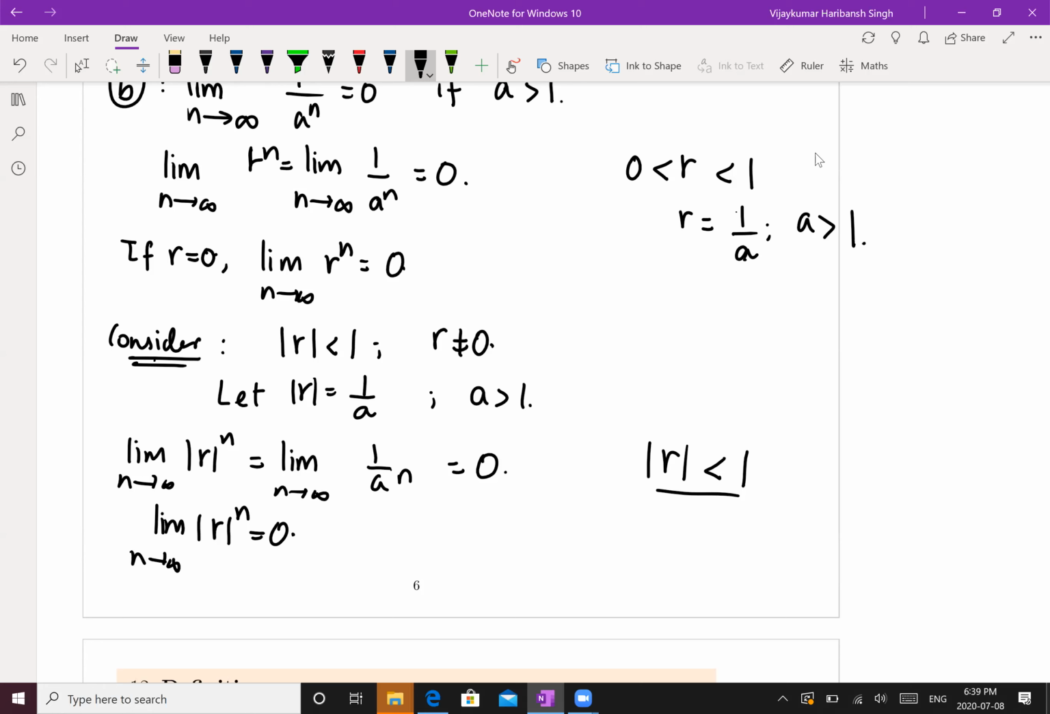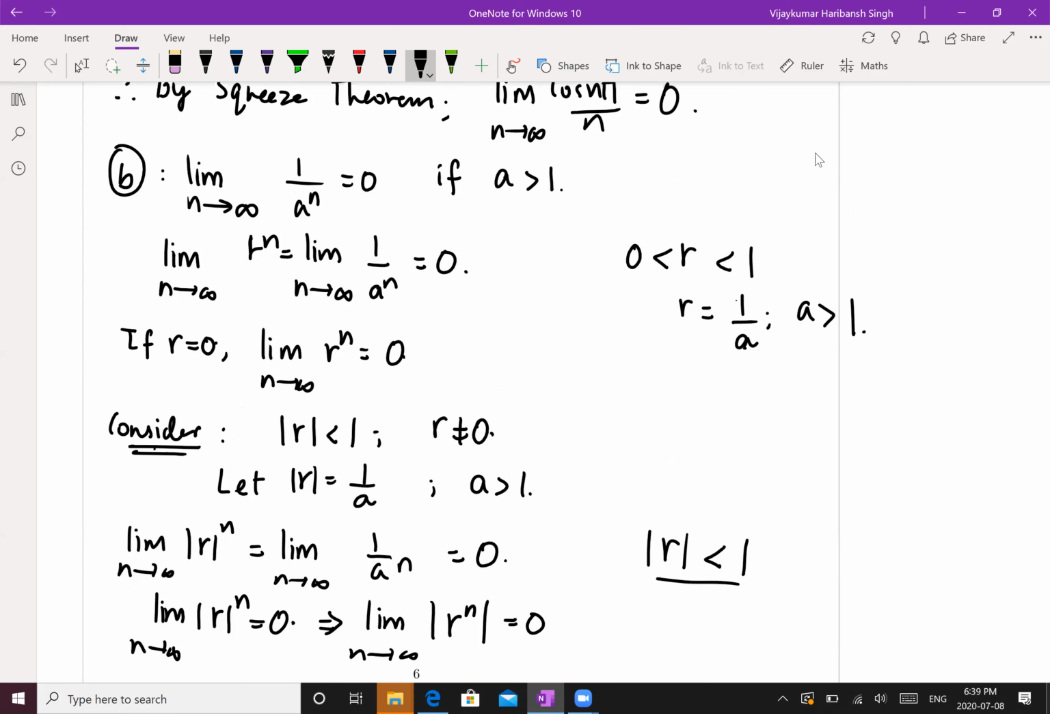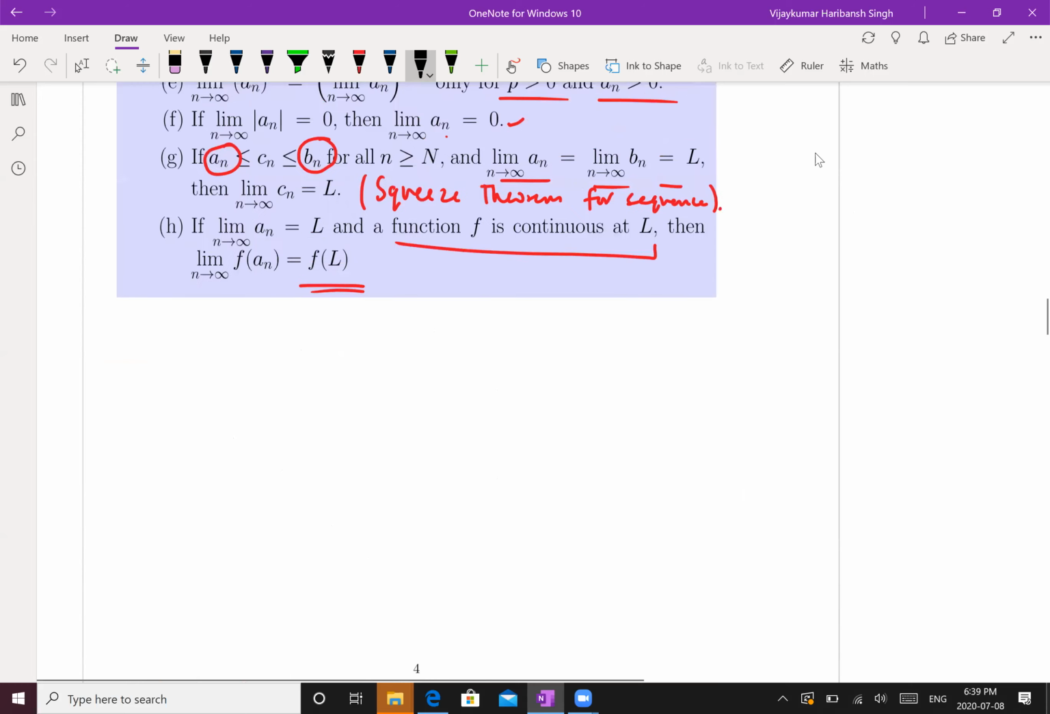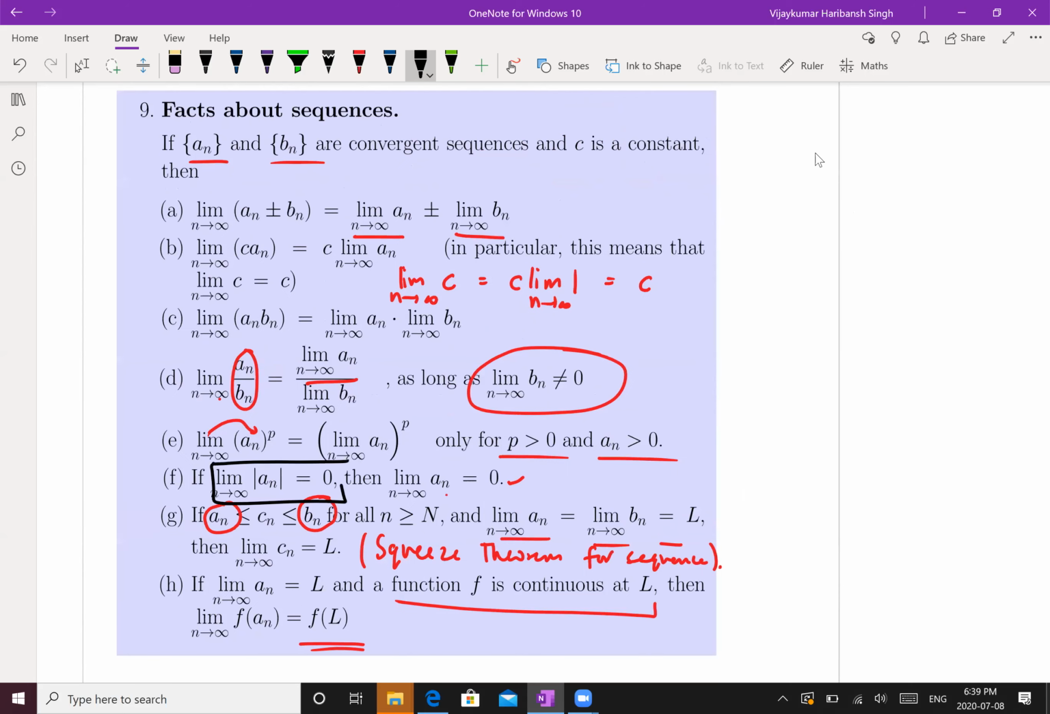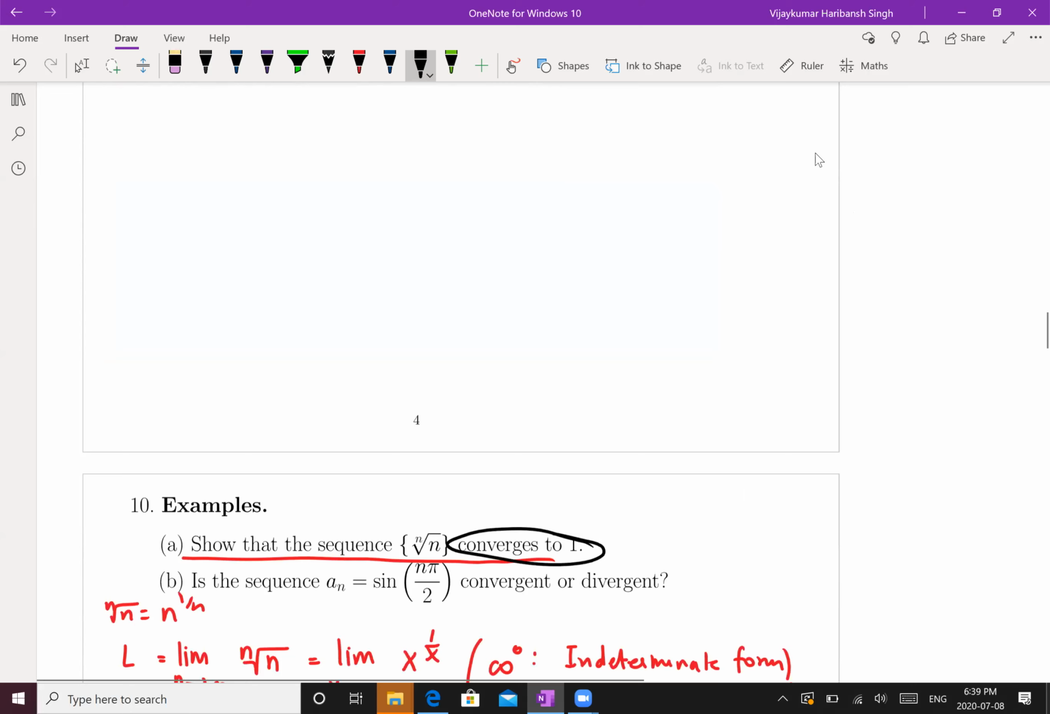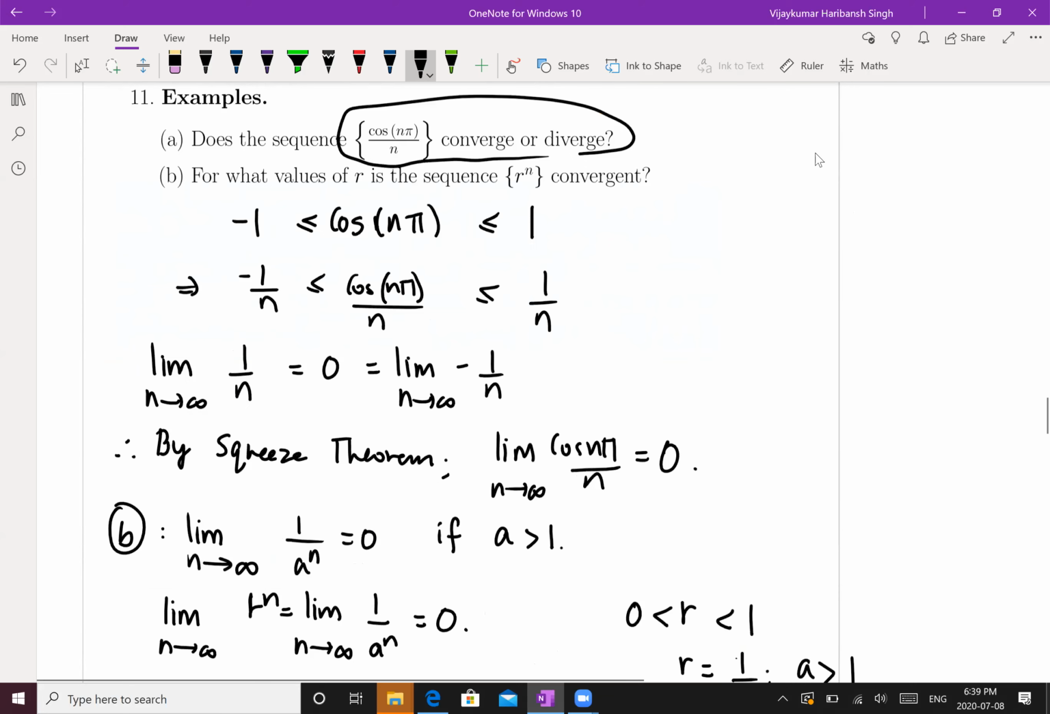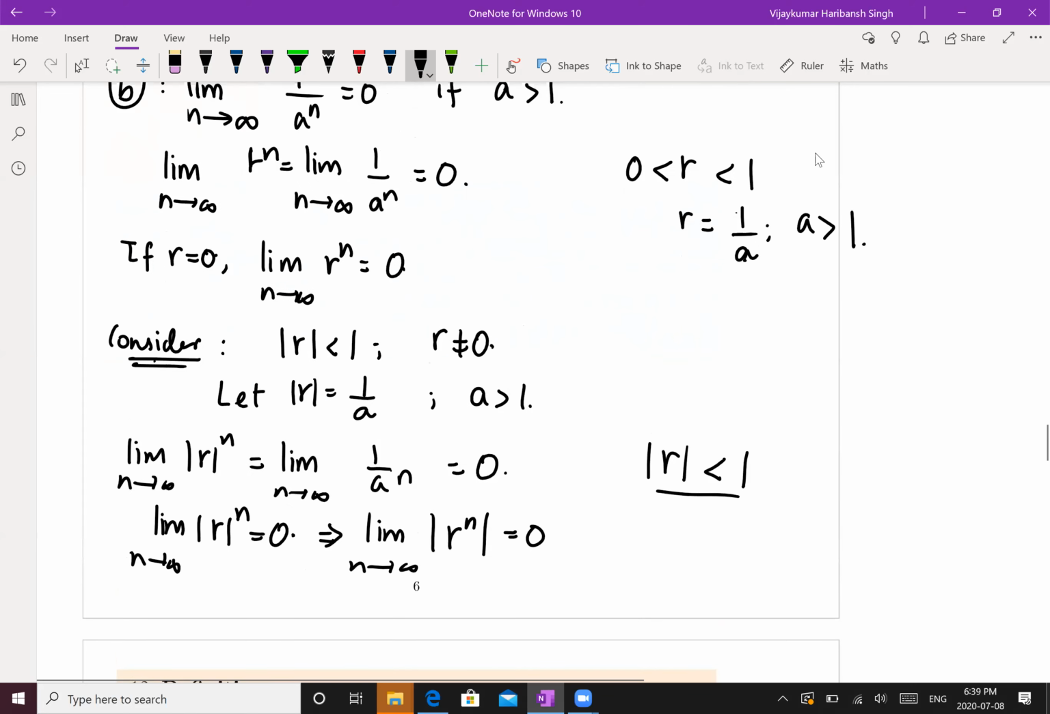But r to the n is the same as, this implies the limit as n goes to infinity of the absolute value of r to the power n is 0, right? Because these two are the same things. And now note one of the laws of limits you have seen: if the limit of the absolute value is 0, then the limit is 0. So in this case, since the limit of the absolute value is 0, this implies the limit as n goes to infinity of r to the n is equal to 0. This is if the absolute value of r is less than 1.